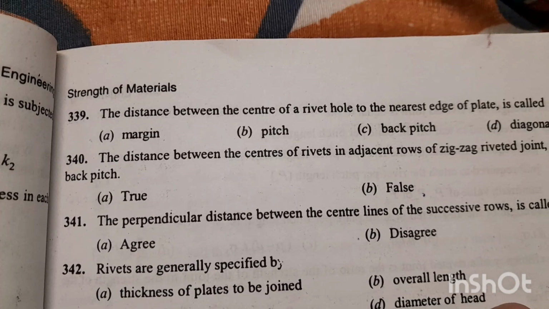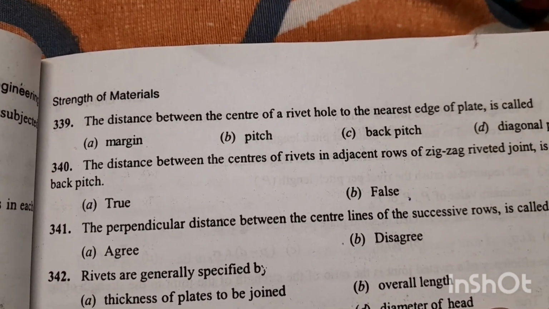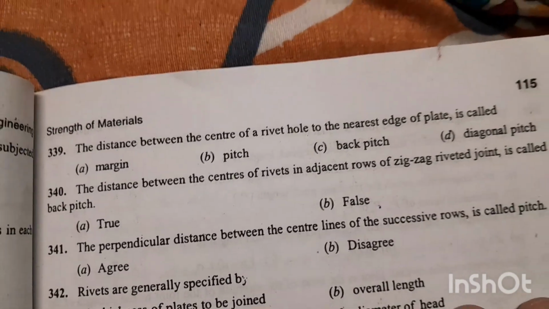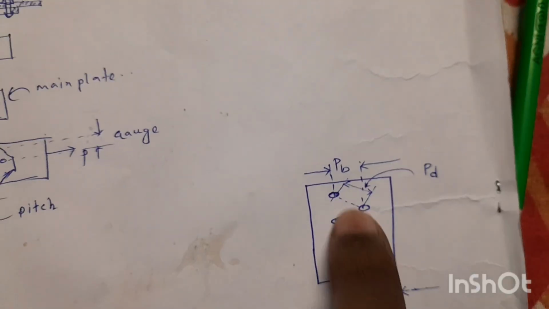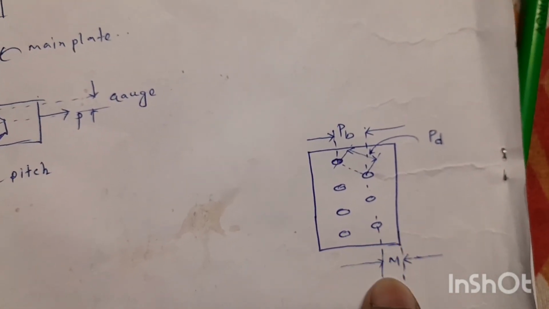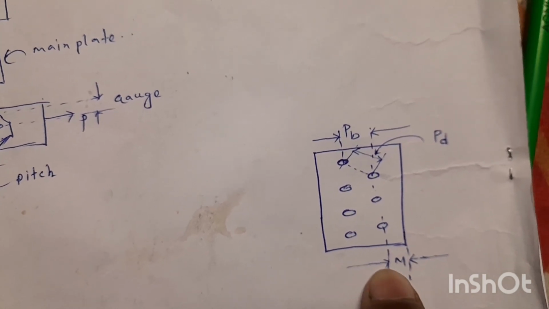Next question 339. The distance between the center of a rivet hole to the nearest edge of the plate is called, option A is the right answer, margin. Let me show you. Suppose this is the connection. This distance from the center of the rivet hole to the edge of the plate is called margin.